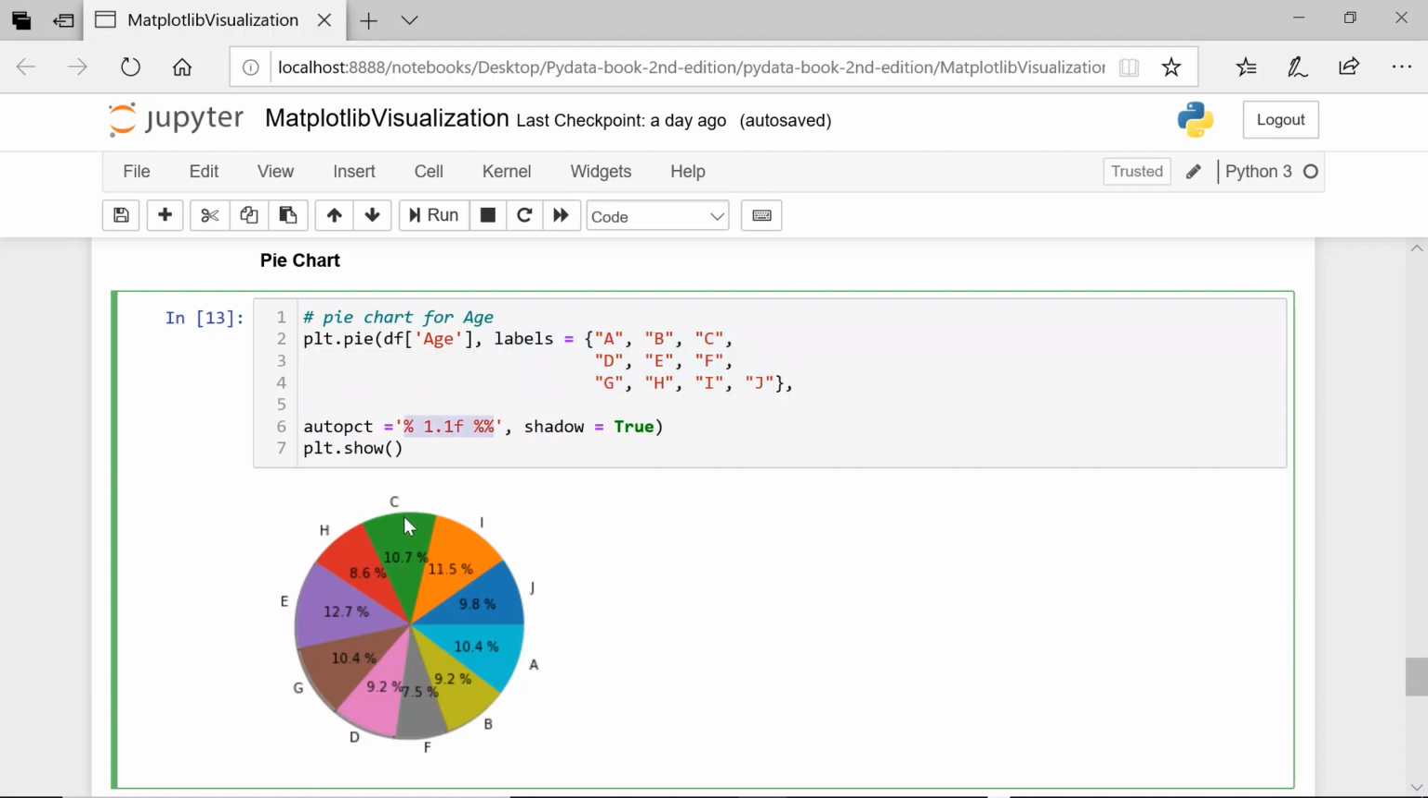So this one here means that we can have a floating point percentage with a decimal point of 1. So we have 0.7, which is rounded to the first decimal place. And then shade is true, meaning that we have different shades. And next we're going to do plt.show.